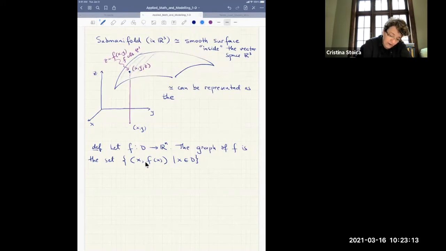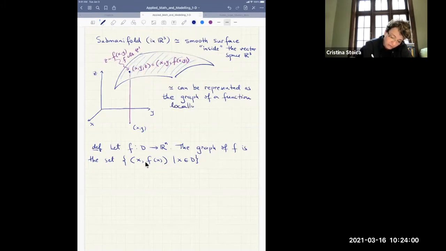It is the graph of a function, because every point x, y, z is represented as a point where this is x and y, and the height is f of x and y. So now what is a submanifold, a smooth surface submanifold of R3? It's a set that can be represented locally as the graph of a function. And then I added the word locally.